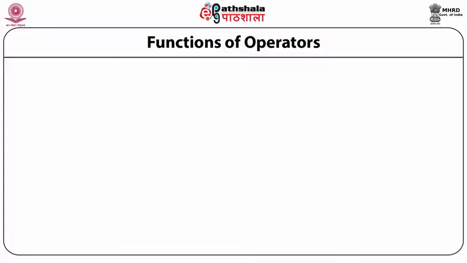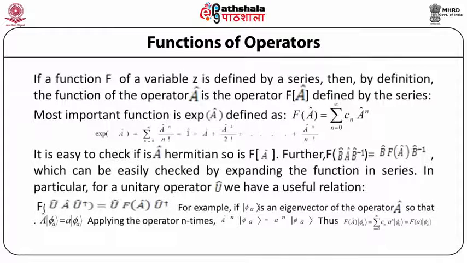Functions of operators. If a function f of a variable z is defined by a series, then by definition the function of the operator A is the operator f as a function of operator A, and this is defined by the series f of A equals the summation from n equals 0 to infinity of Cn operator A to the power n, where Cn are the coefficients.